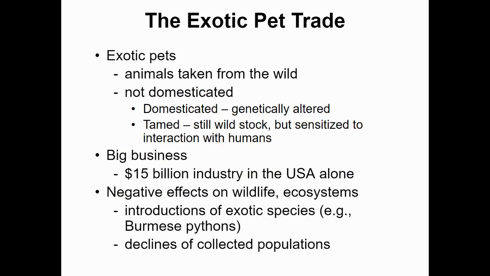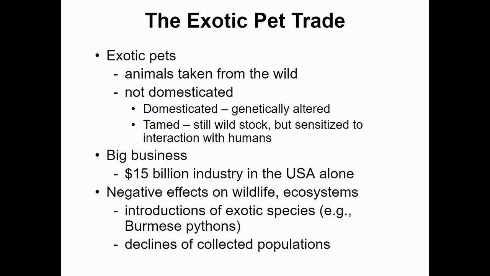Another impact of overexploitation is a result of the exotic pet trade. Exotic pets is basically a term for animals that are taken from the wild and that are not domesticated. So they haven't been genetically altered, they haven't been tamed, they still have the same genetic information as the wild ones. This is a big business, $15 billion a year in the United States alone. Obviously, if you're going to be selling that many wildlife animals, it's going to have a negative impact on them and on the ecosystems.